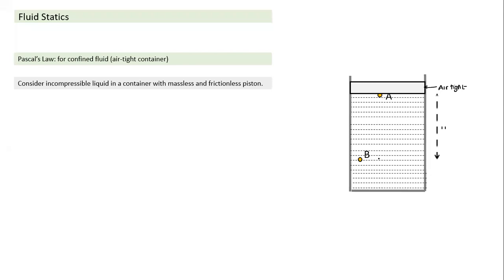So the gauge pressure here is 0, or I can say the absolute pressure is atmospheric pressure. Another point B, which is at a depth h, if density is rho, the pressure at B will be higher: P minus PA equals rho g h. So compared to A, the pressure is higher by rho g h at point B.